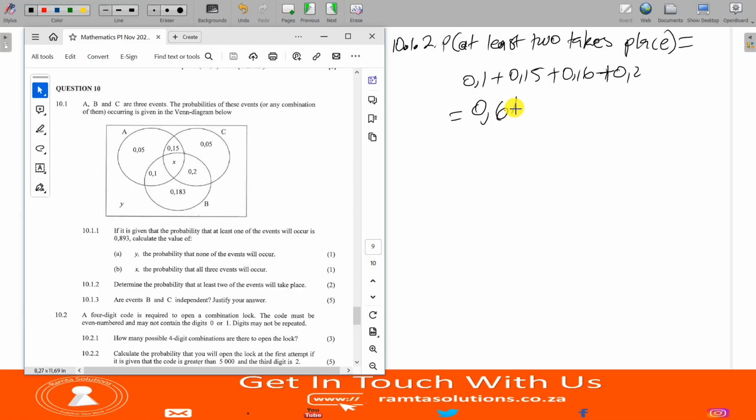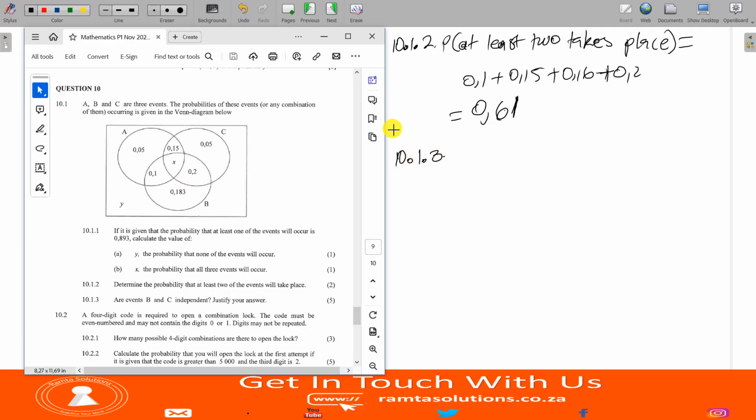So the probability that at least two of the events will take place means look at the intersections. They're not saying exactly two. If they had said exactly two will take place, we're going to ignore the x. But now they're saying at least, so that means minimum of two. All right, so our answer is 0.61. Proceeding.